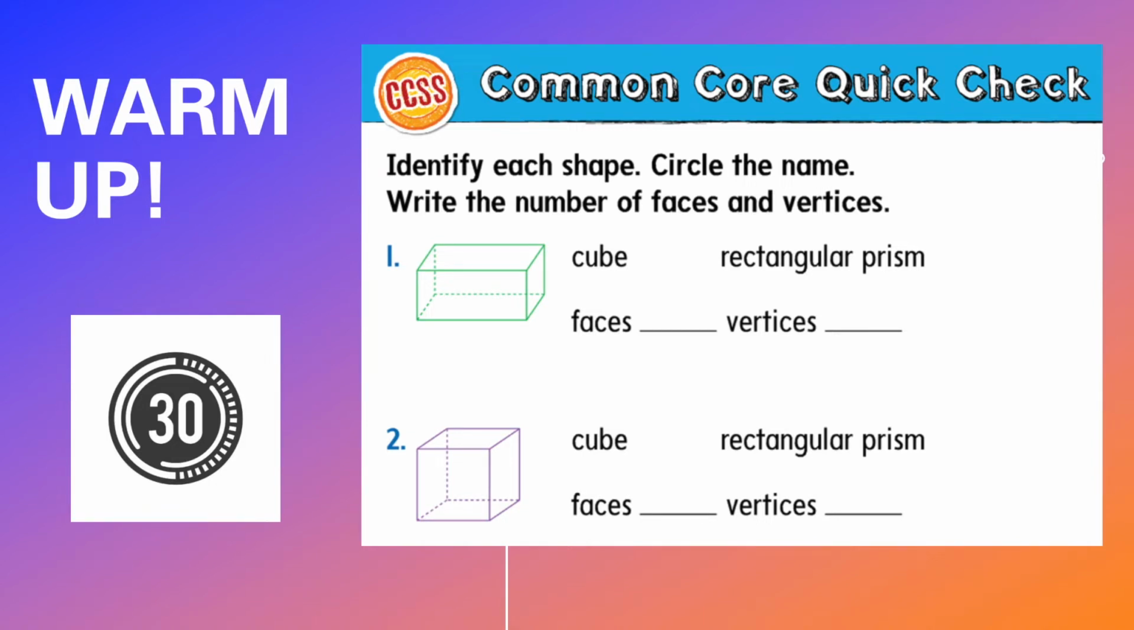Let's start with a quick warm-up. You have 30 seconds to identify each shape. Circle the name and write the number of faces and vertices the shape has. Ready? Begin.